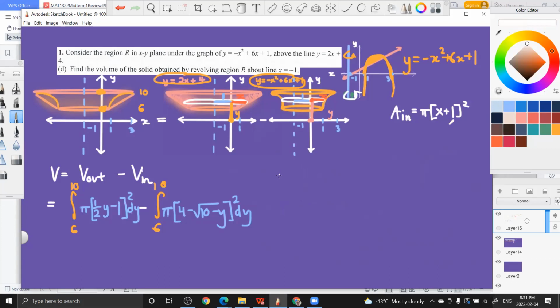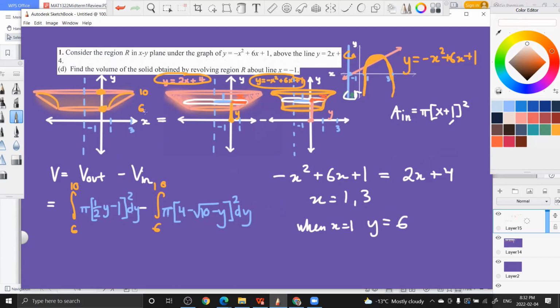So before, when we put these two together, we found out that x is equal to 1 and 3. But since we're integrating with respect to y, because the cross-section is on the y-axis, we have to integrate with respect to y. So when x is equal to 1, what is y? Well, we put 1 into here, right? So y is equal to 6. So this point is 6. When x is equal to 3, y is going to be 10. Sorry, I forgot to add that in before. So the integral is from 6 to 10.